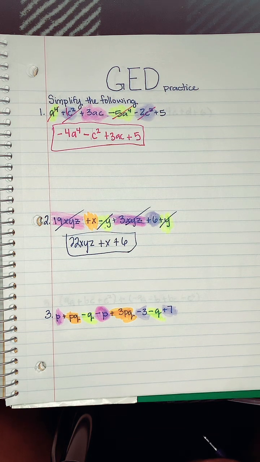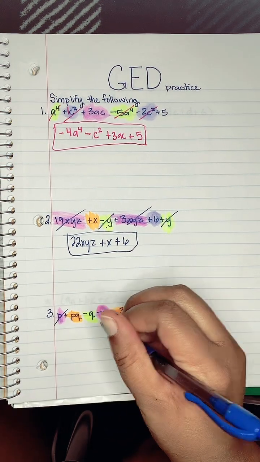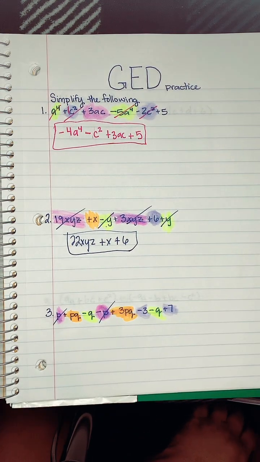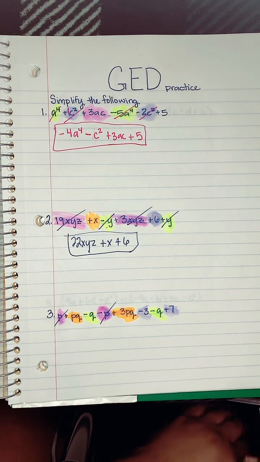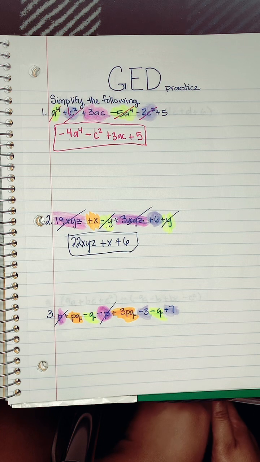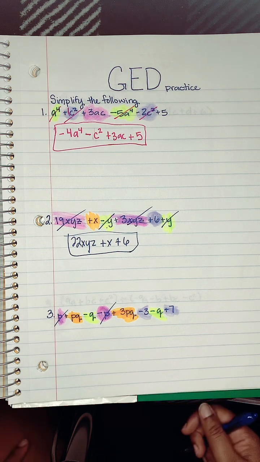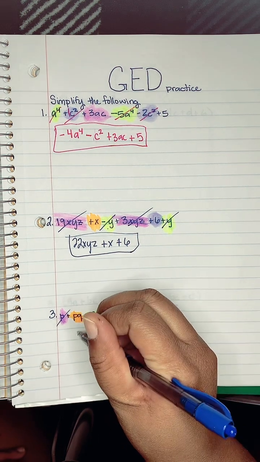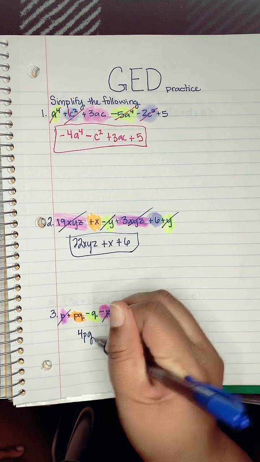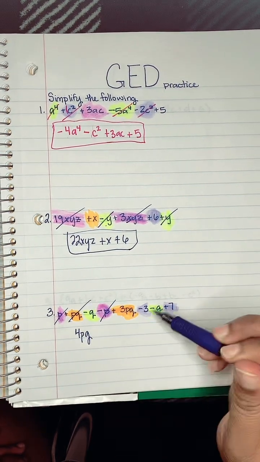P minus P cancels. What do we get? I was just about to ask that. I see the 4PQ coming in the chat. Wonderful. I see 4PQ plus 6. Okay, so 4PQ. I think we're all on board with that. So 1 plus 3 is 4. Perfect.